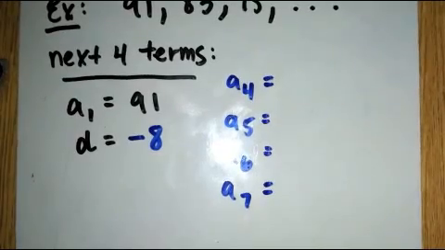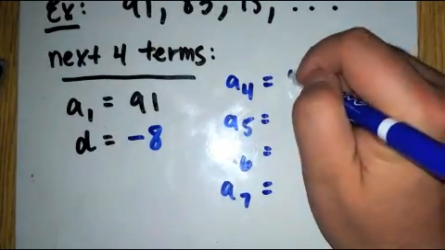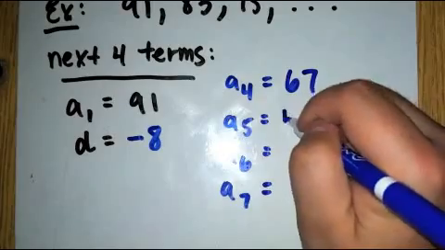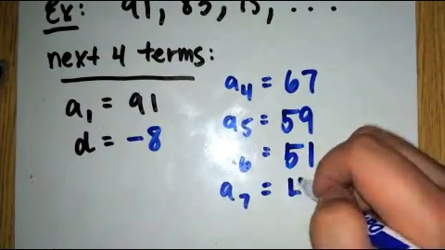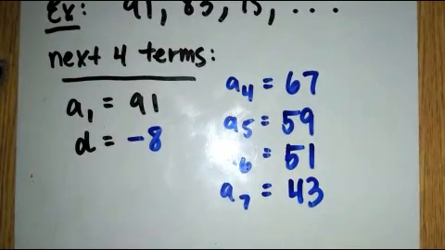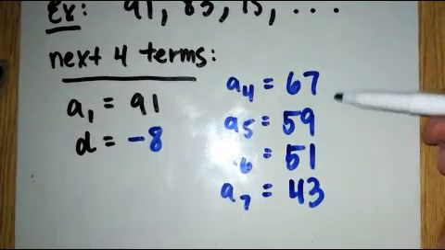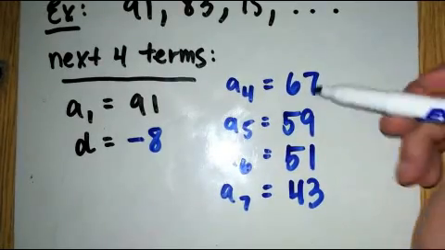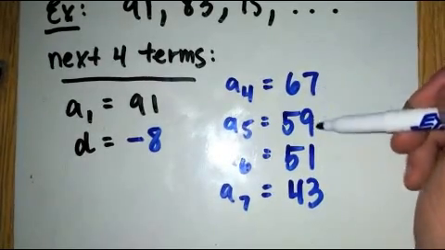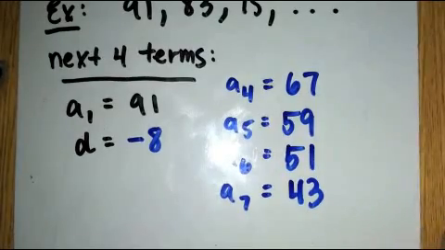Okay, so the answers here, the fourth term in the sequence should have been 67, then 59, then 51, and then 43. Okay, and as you can see here, this makes this what we call arithmetic because the common difference is constant within each term. Subtracting 8, subtracting 8, subtracting 8, subtracting 8.